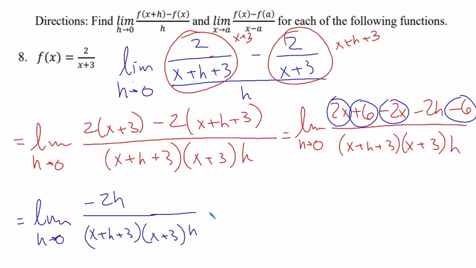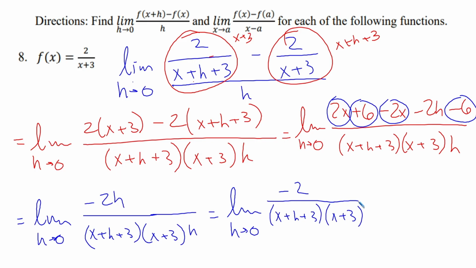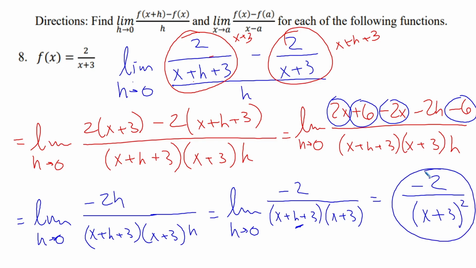The h's, of course, will cancel. It becomes a limit as h approaches 0 of negative 2 over x plus h plus 3 times x plus 3. As h goes to 0, that's negative 2 over x plus 3 times x plus 3, because this h goes to 0. X plus 3 times x plus 3 is just x plus 3 squared. All right.